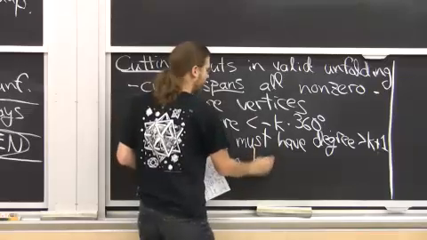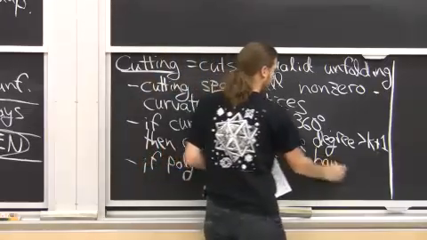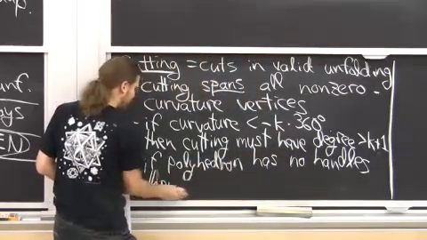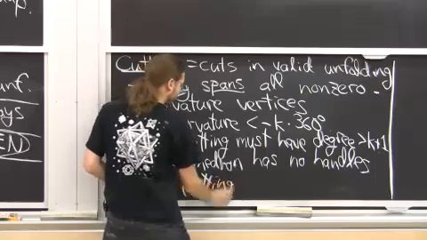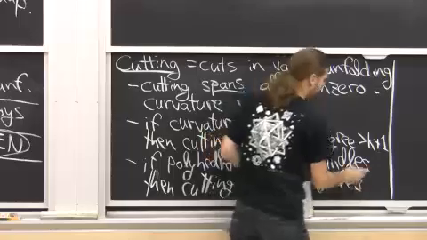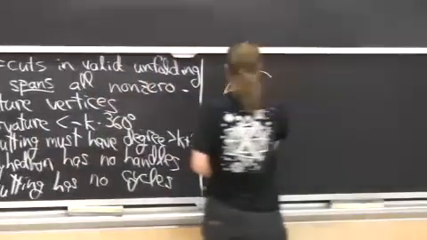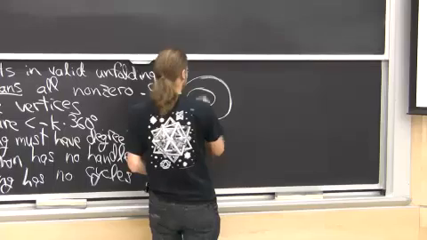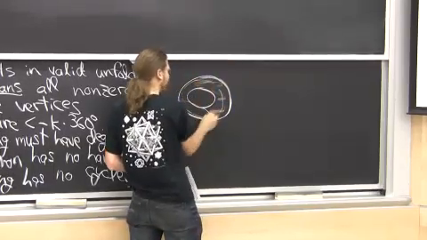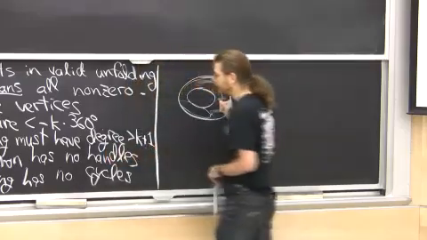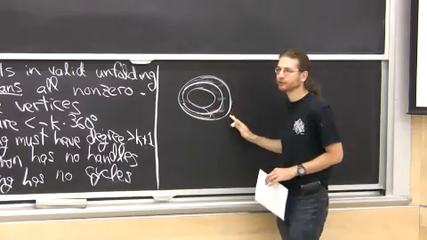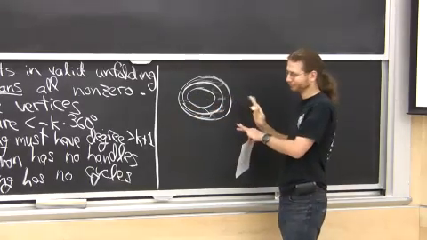If your polyhedron has no handles, then cutting has no cycles. A handle is something of higher genus. So if this is your polyhedron, we call this a handle. You have sort of a blob down here, and you have a connection from one place to the other. If you have a handle, you can have a cycle of cuts like this that does not disconnect the surface. But we basically never think about that situation.